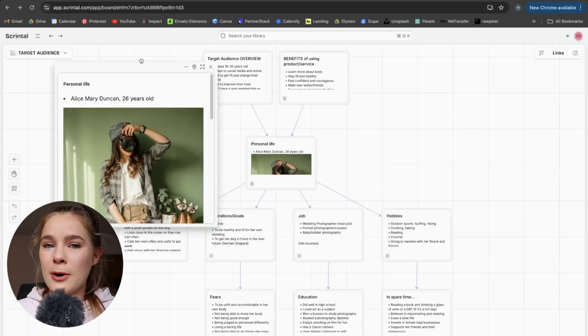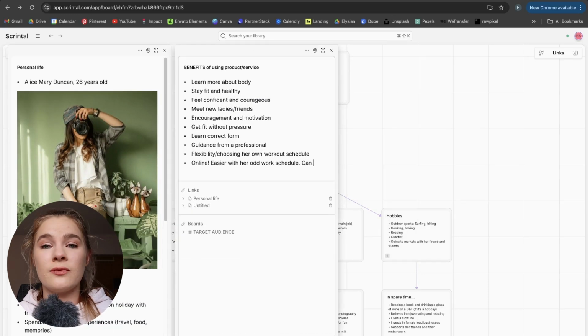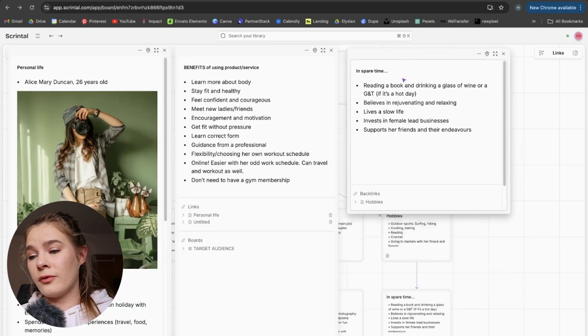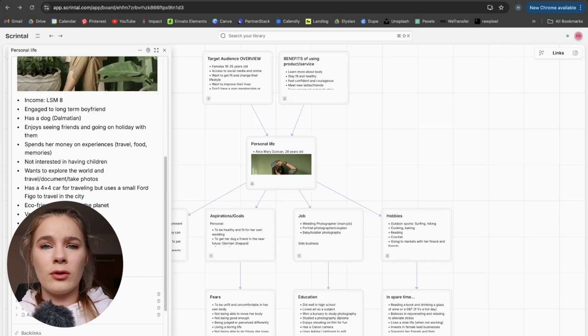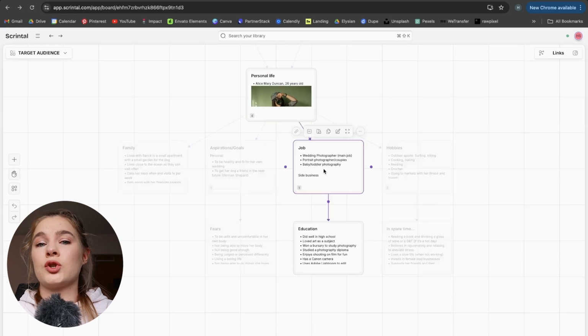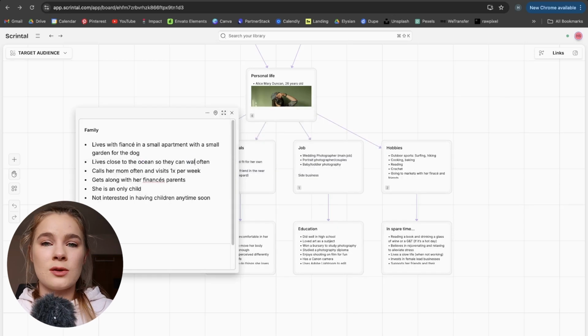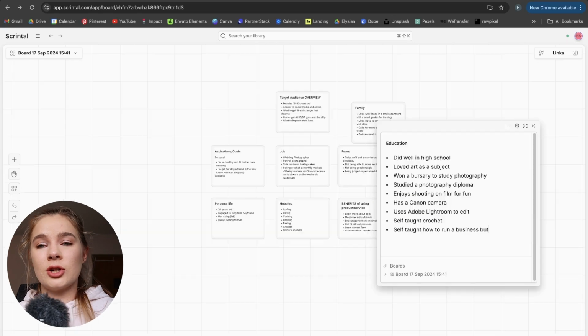So Alice Mary Duncan, she's 26 years old, she's engaged, she's vegan, she likes tattoos, she's very creative, she's a photographer, she studied photography, a wedding photographer, she also does portraits and couples and baby photography, she loves to travel, and that's her dream and aspiration, is to be able to travel around the world and take photos. So she wants to grow in her business, she doesn't want children, she has one dog who's a Dalmatian, and she wants to get a second dog, a German Shepherd.